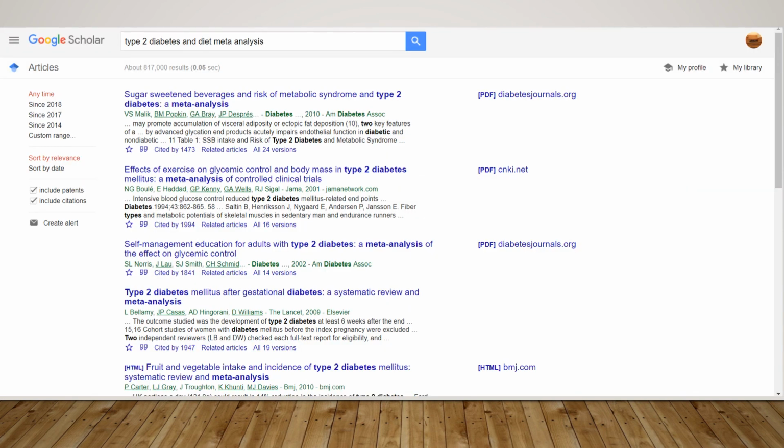So here, let's say I'm dealing with a problem, and this is just Google Scholar. I'm interested in type 2 diabetes, as I talk about quite a bit, and diet. You could look up something like this, type 2 diabetes and diet meta-analysis, and check that out. So many things come up that are actually really interesting.